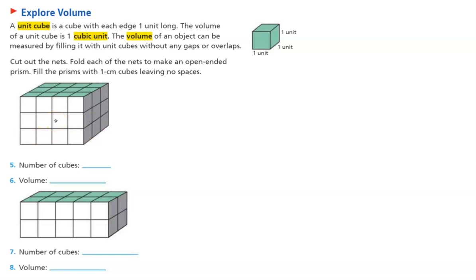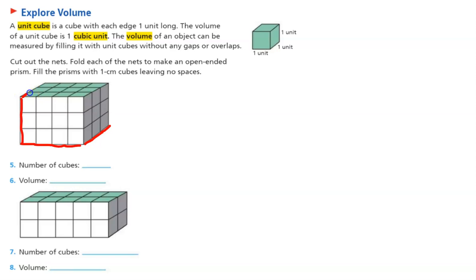I don't think you need to use it. But here's what it's showing you. It says fill the prisms with 1 centimeter cubes. We don't have those at home. So instead, I want you to look at what's going on here. This is telling you that your cubes would be 1, 2, 3 cubes high. You'd have 1, 2, 3, 4 cubes wide, and then there would be 1, 2, 3 cubic rows back.